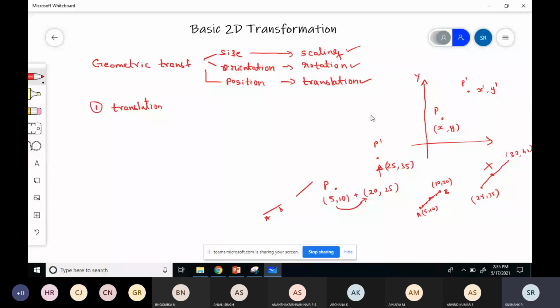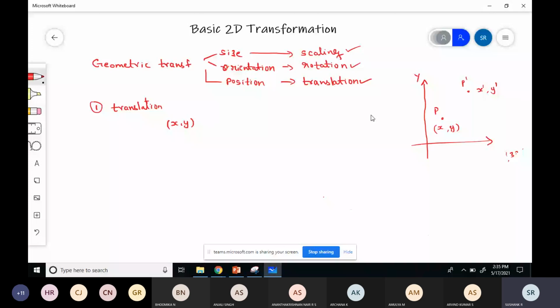This is how the translation works, or how the translation will be implemented. It is easy to implement in matrix form. For example, my initial position is x comma y. For this, I will add some offset value tx, ty, so that I will get the new position x dash comma y dash.